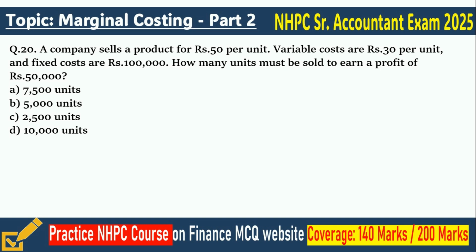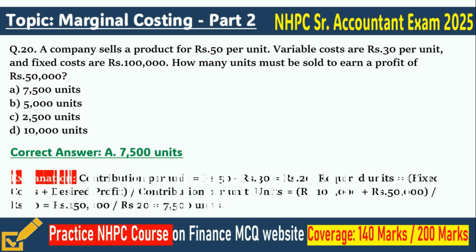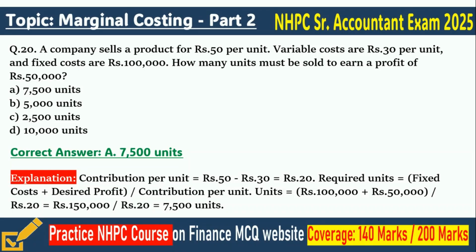So friends, what is the formula for calculating the required units here? The required units will be fixed cost plus desired profit upon contribution per unit. Here fixed cost is given as 1 lakh, desired profit is given as rupees 50,000, and contribution per unit will be rupees 50 minus 30, that is 20 per unit. So substituting all the values in the formula, we will be getting option A, 7,500 units.